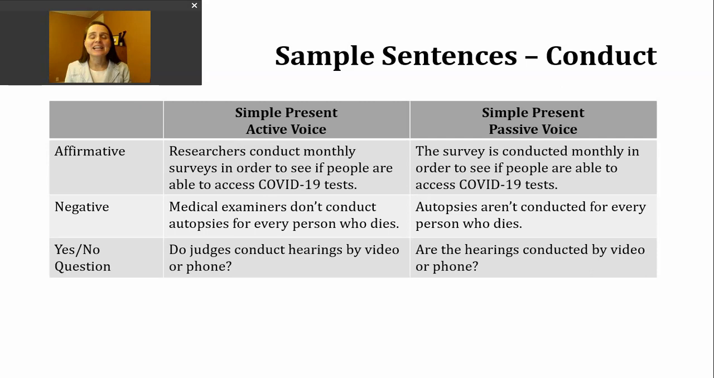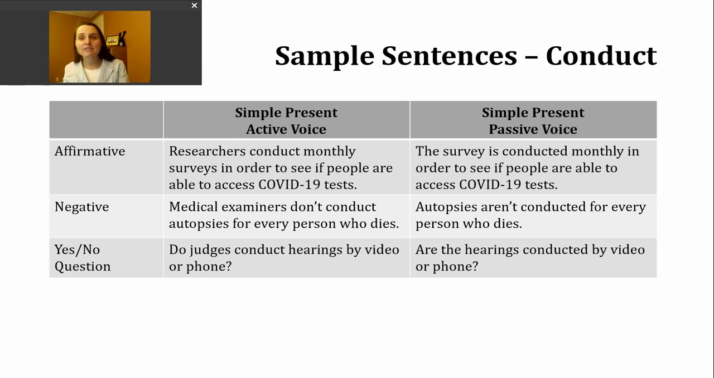So here is an example sentence. Researchers conduct monthly surveys in order to see if people are able to access COVID-19 tests. Okay, so here we again have this action that is repeating or recurring. We're talking about a group of researchers, so we're just using the base verb. If I had been talking about a single researcher, I would have added an S to the end of my verb in the simple present.